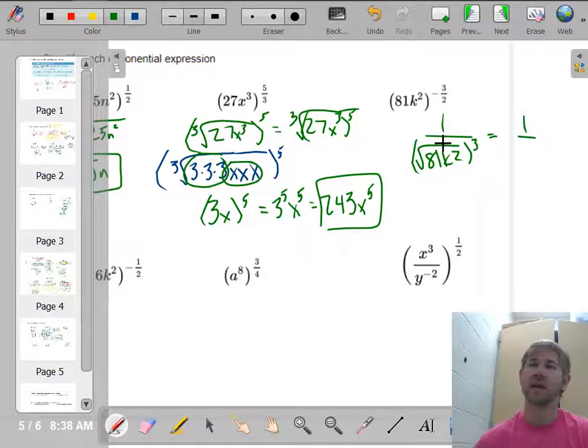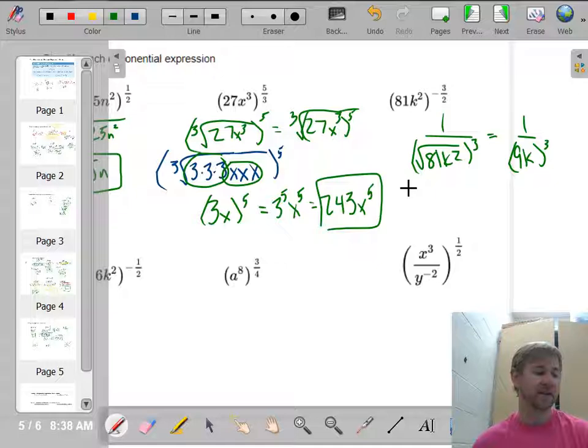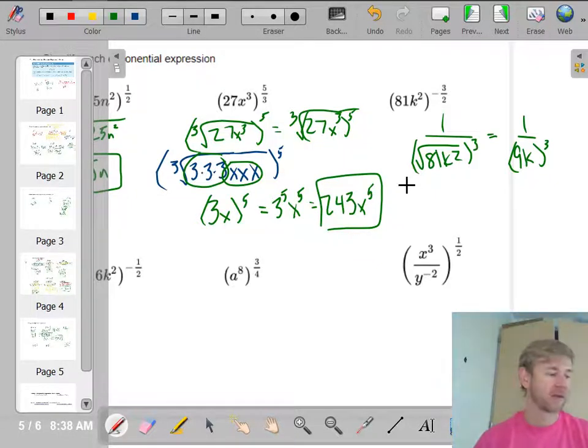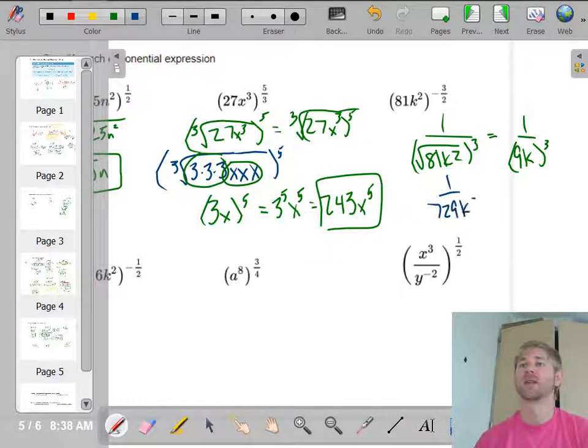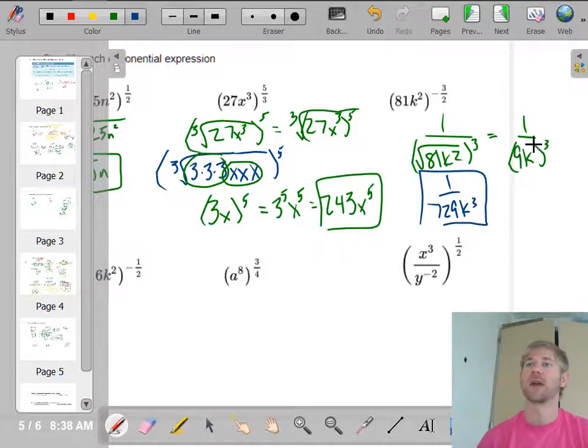So we can do this one in our head. The square root of 81k squared is 9k, and that's going to go to the 3rd power. So 9 to the 3rd is 729. So this is 1 over 729k to the 3rd, because you got to cube the 9 and cube the k. So 1 over 729k cubed.